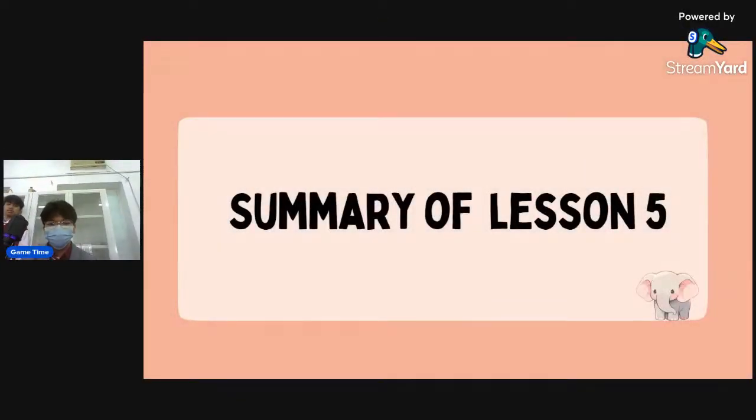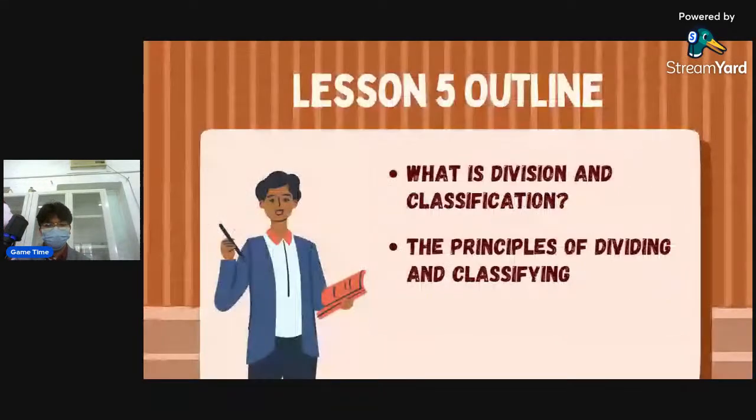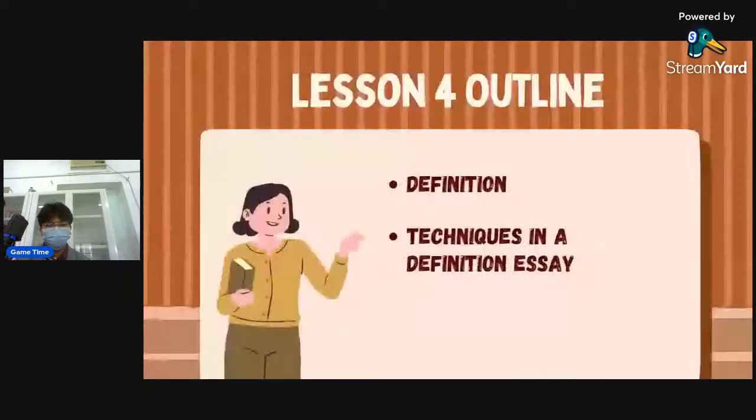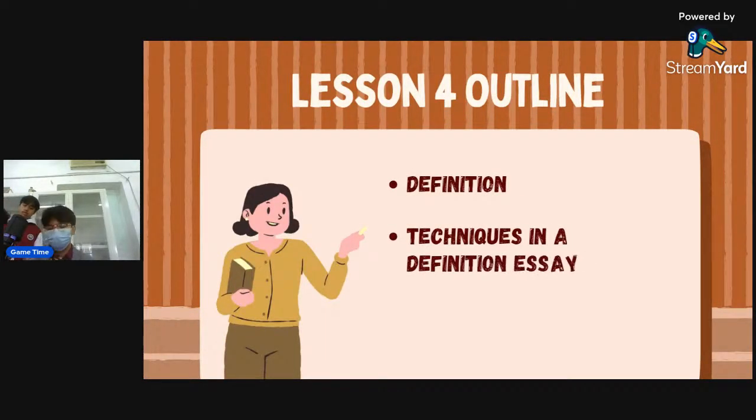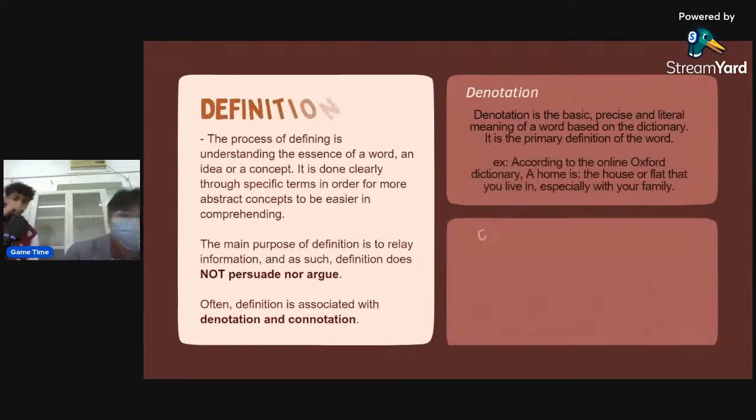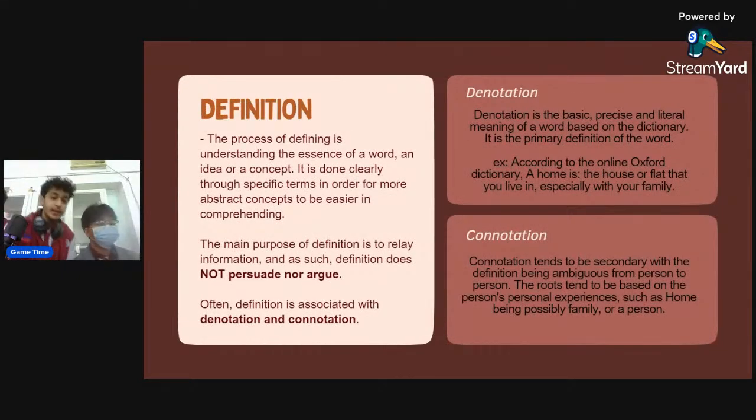Okay, let's just do a recap of lesson 4 and 5. I'll make it quick. So, to recap, definition is basically the process of defining any kind of word, phrase, idea, or concept. There are 11 different ways of defining words.